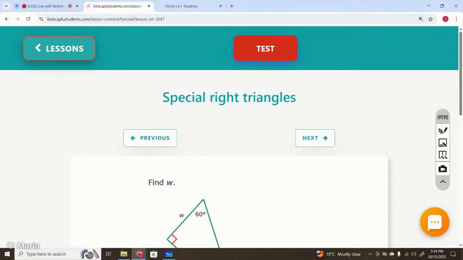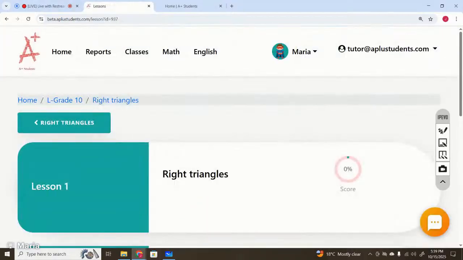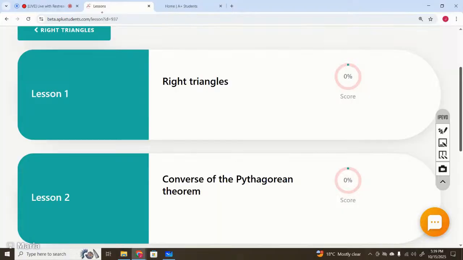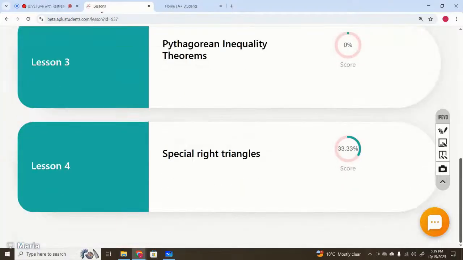So we were working on grade 10 math. The chapter we were working on is right triangles. The lessons we have covered today are right triangles, converse of the Pythagorean theorem, and special right triangles. Please make sure that before the next session you complete all the practice questions for the lessons we just did. That is your homework until the next session.